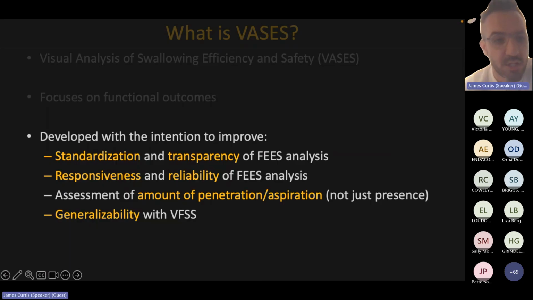VASES was developed in large part to address a lot of the gaps that I was trying to highlight in some of those clinical cases. It's developed to improve the standardization and transparency of FEES analysis. It's also designed to increase the responsiveness and reliability of FEES analysis, and I'll show some reasons why. It assesses the amount of penetration and aspiration, not just the presence of it, and because of the anatomic and temporal boundaries incorporated into VASES, it's intended to improve the generalizability between FEES and fluoro by using very similar boundaries that are used for fluoro as well.